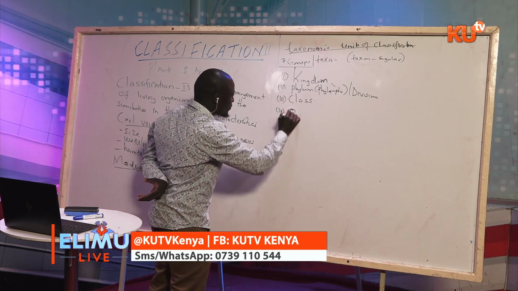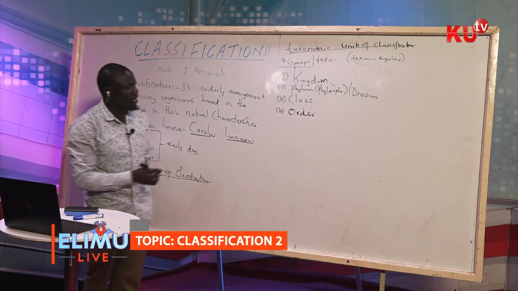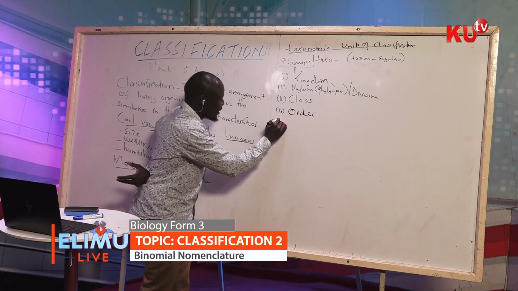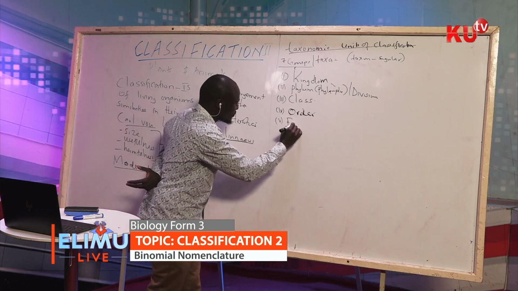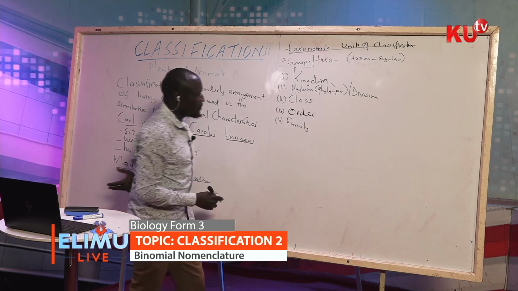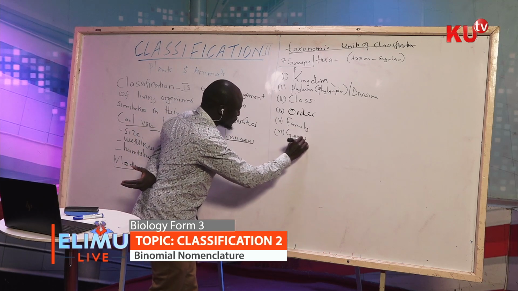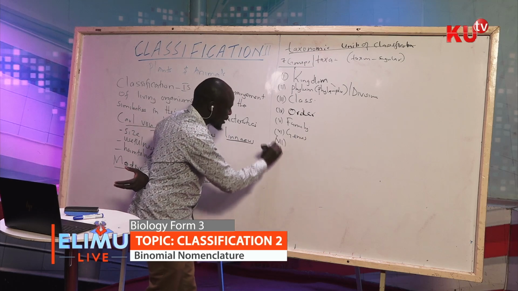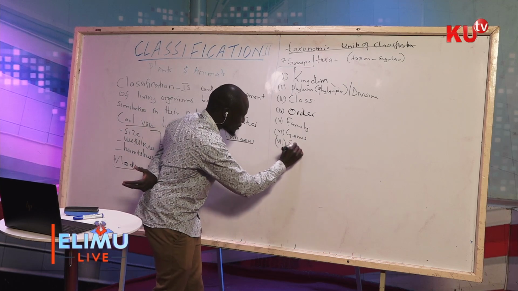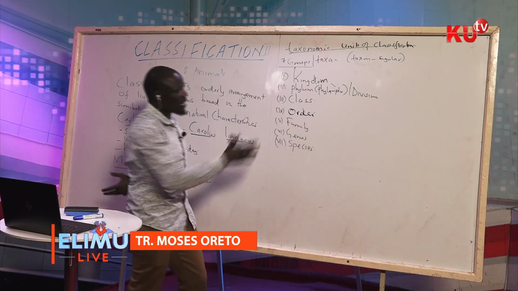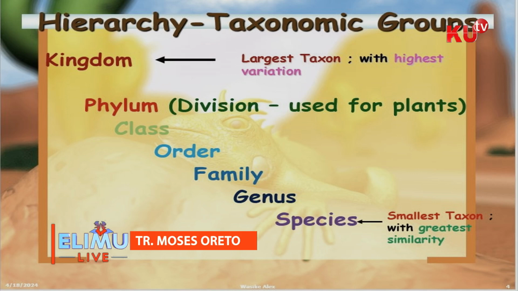The order, sorry, that one was a mistake. After the class, we have order. Then after order, we have the family. After family, we have the genus. After genus, we have the last class, which is the species. So these are the 7 taxonomic units of classification that we learned in Form 1.